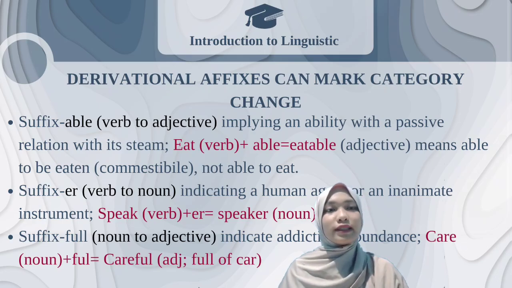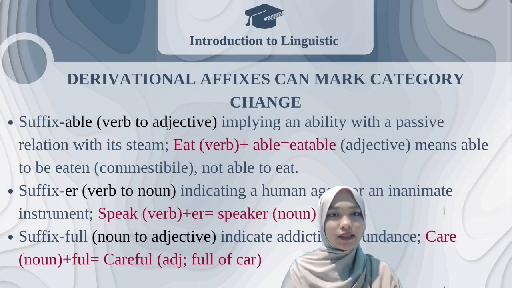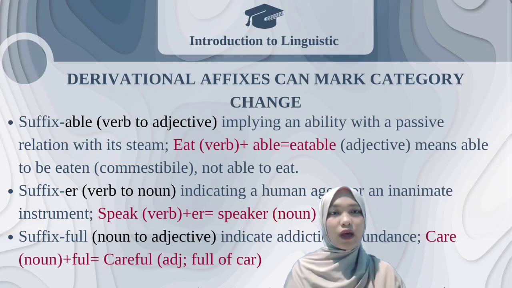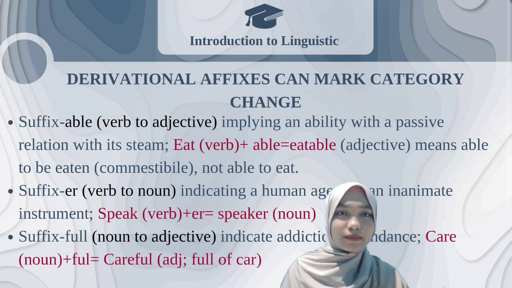I will give you some kinds of derivational affixes that can mark category change. I will give you three kinds and also examples. The first one is suffix able, verb to adjective, implying an ability with a passive relation with its theme. For example, eat is a verb plus able and will be eatable, an adjective, which means able to be eaten, not able to eat.